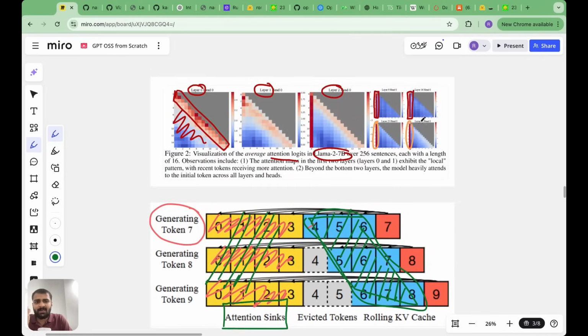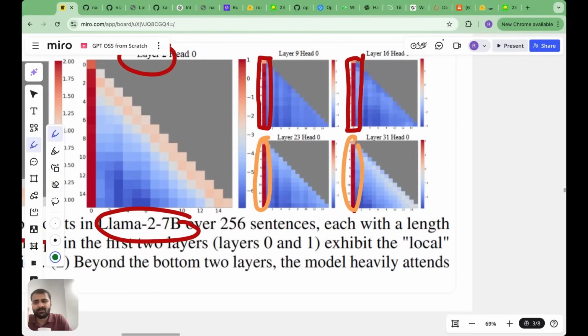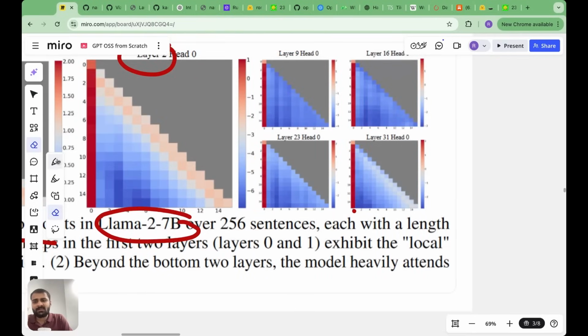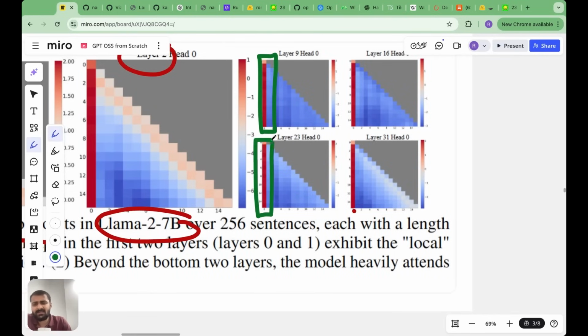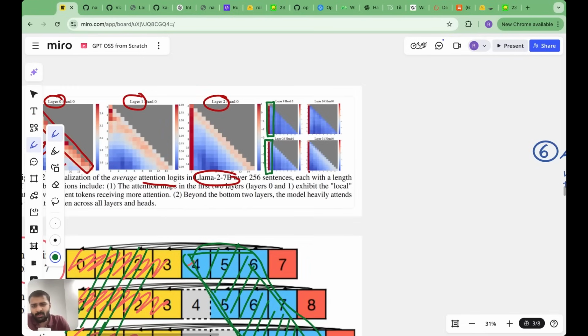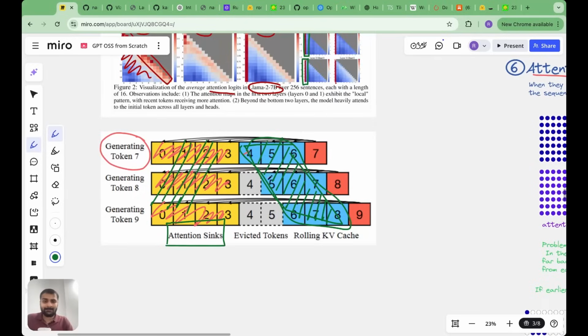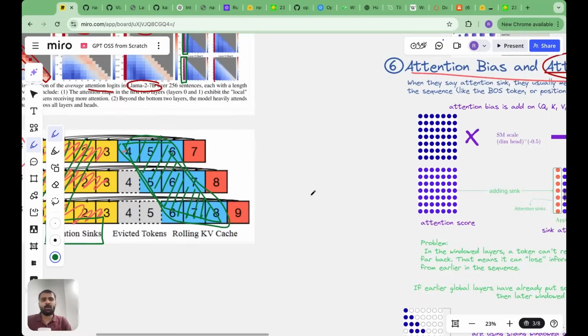The reason we keep it at the start is because of these diagrams. What people figured out is that as we go deeper and deeper into the LLM architecture, the initial tokens seem to get a lot of unnecessary attention, which does not really make too much sense. So we should not use it in the attention mechanism calculation. That's the idea of an attention sink.